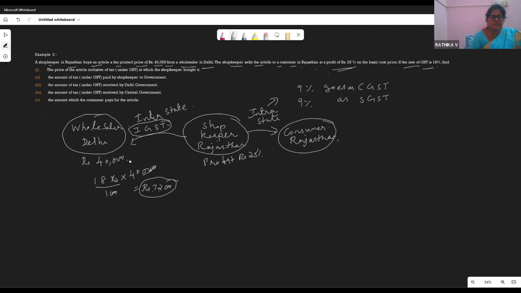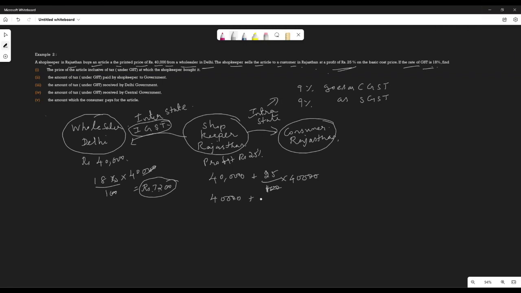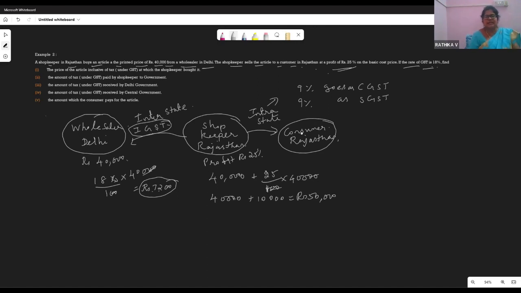Now he is selling it, the original price is 40,000 and he makes a profit of 25% on that. So 25% of this 40,000 is how much? 40,000 plus 10,000, madam, is 50,000 now. So he is selling it for 50,000 to another consumer in Rajasthan itself.